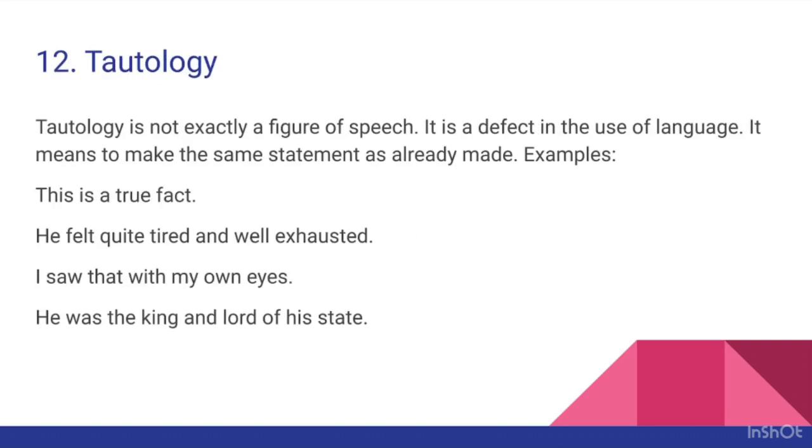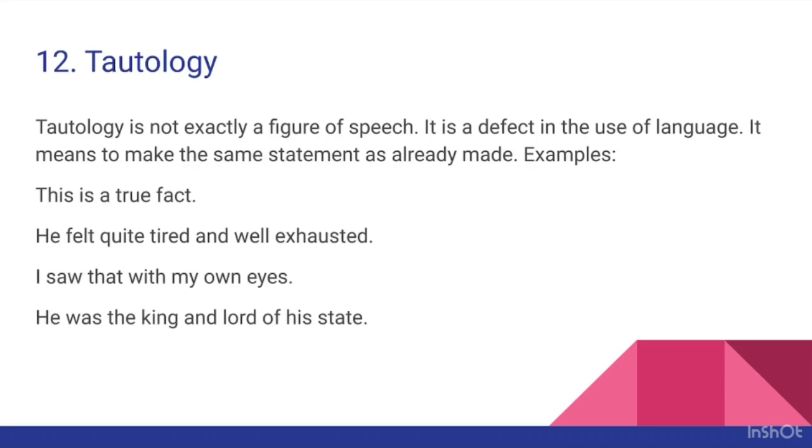Next figure of speech is tautology, which I have already mentioned is not exactly a figure of speech, it is rather a defect in the use of language. It means to make the same statement as already made. Let us look at the examples, then you will be able to understand clearly. This is a true fact. There is a tautology, for true and fact carry the same sense, and the former word, that is true, is redundant, right? Here we don't have to use the word true, we can simply say this is a fact.